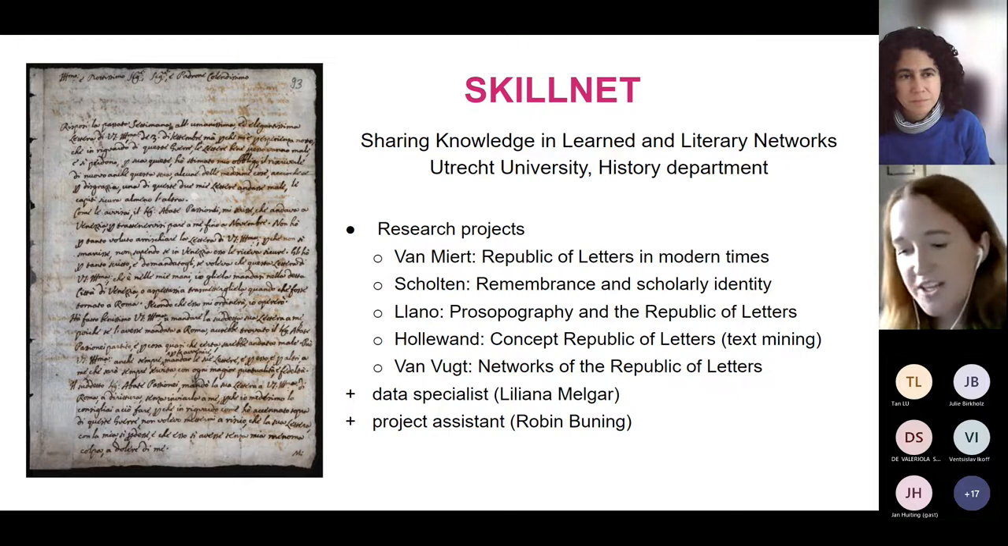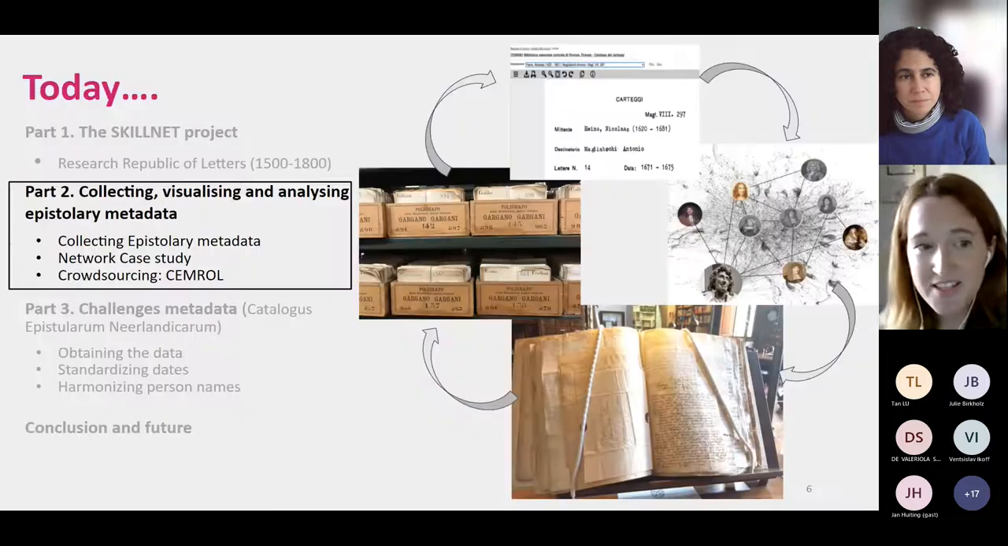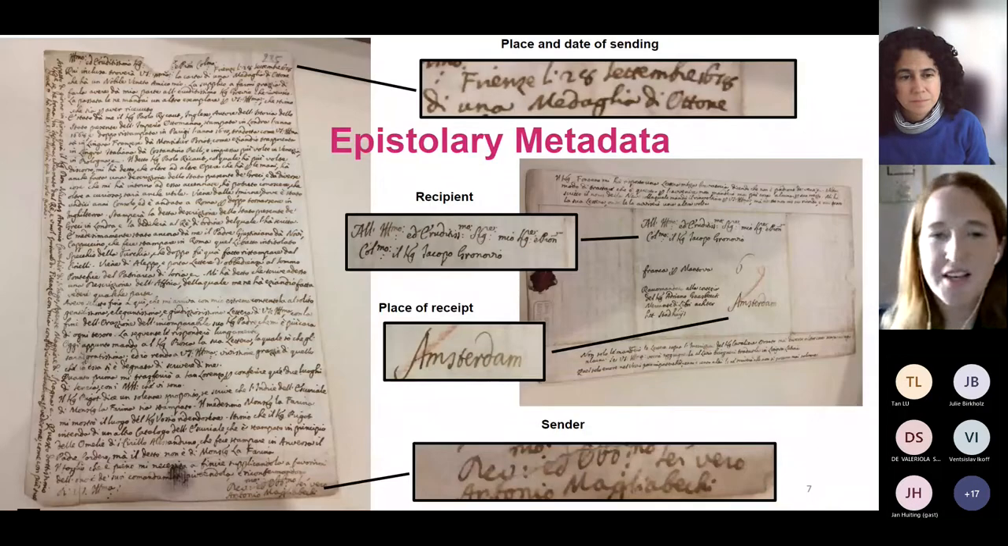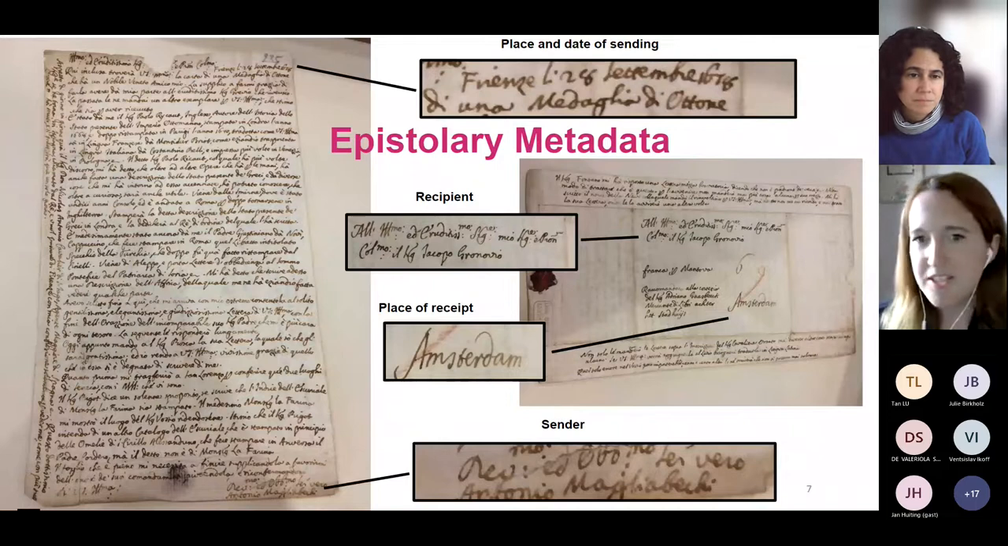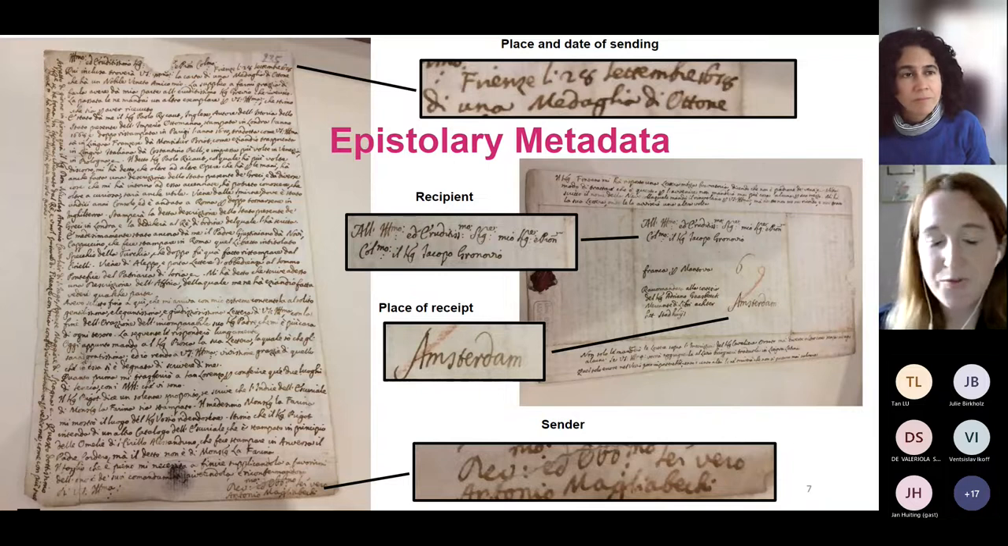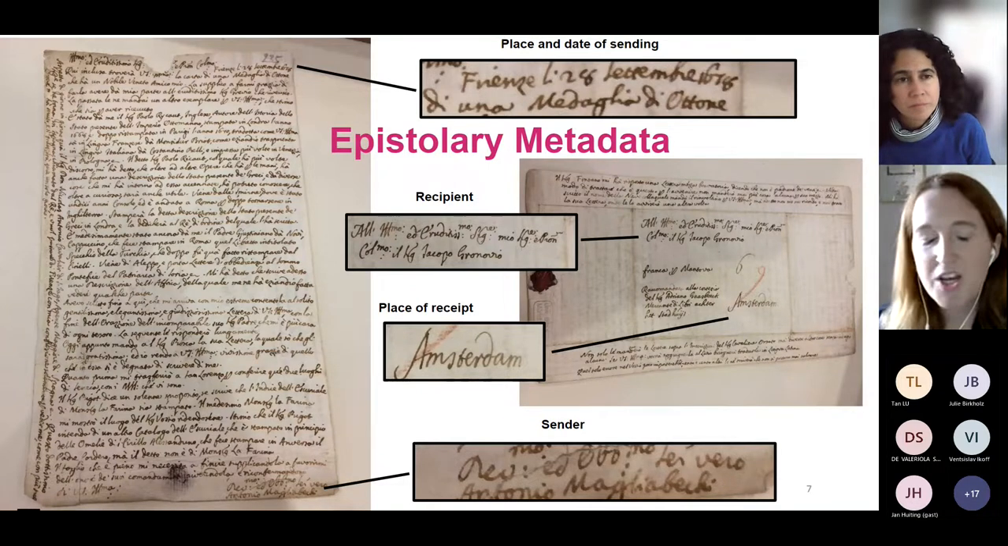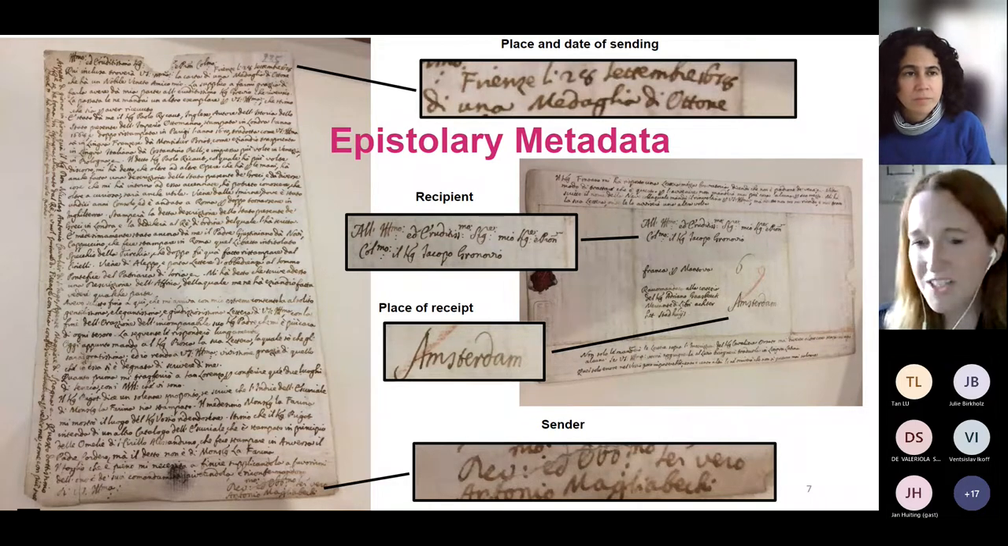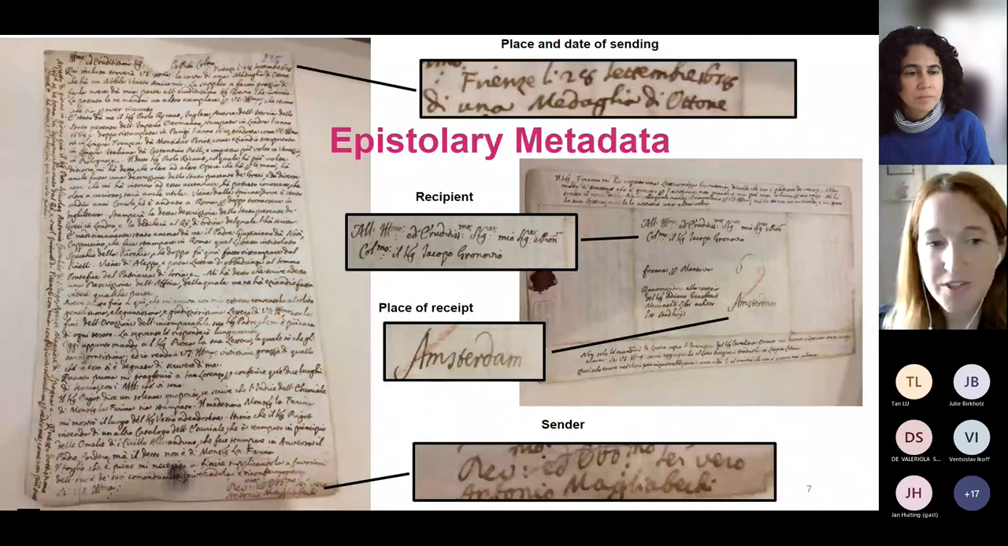But before we can conduct any network analysis, we need data. So what is the kind of data that we are working with? And that is epistolary metadata. Epistolary metadata is basic information on a letter. And this is all the information we need to conduct a basic network analysis already. The information that we need is not that complex at all for this part of the research.